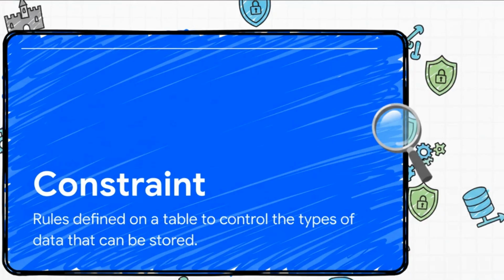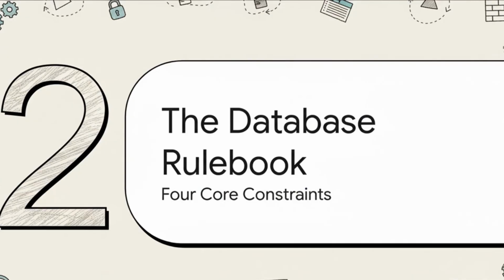So, what is a constraint, really? At its heart, it's just a rule. It's a rule you get to define on a database table to control what kind of data is even allowed to get in. It's kind of like setting the laws of physics for your own little data universe, making sure everything behaves just the way you expect it to. So let's crack open that rulebook and take a look at 4 of the most fundamental constraints. You can think of these as the essential building codes for any database worth its salt.